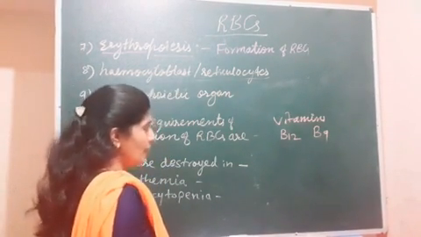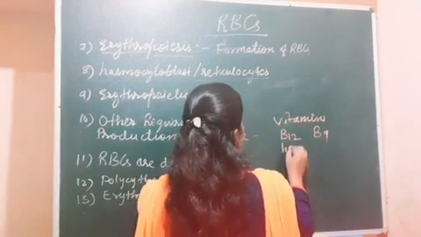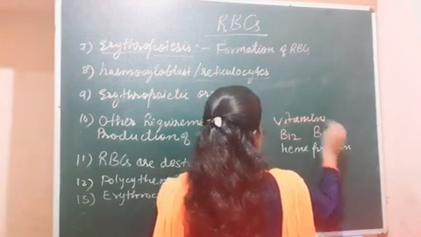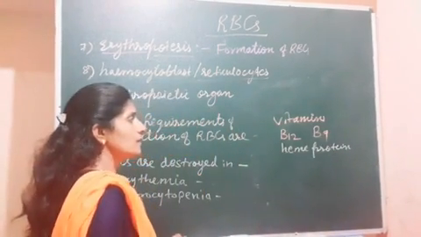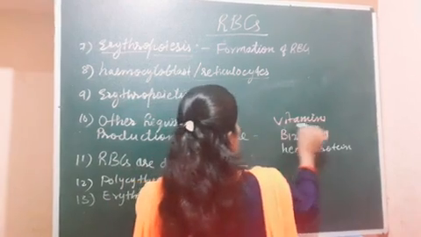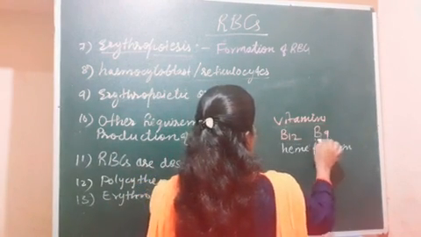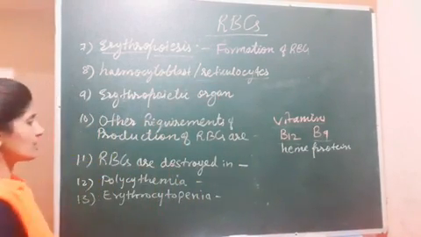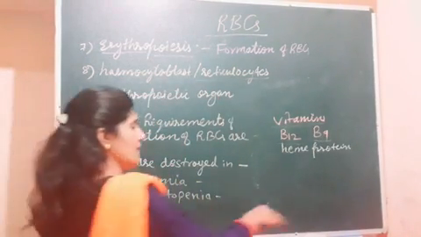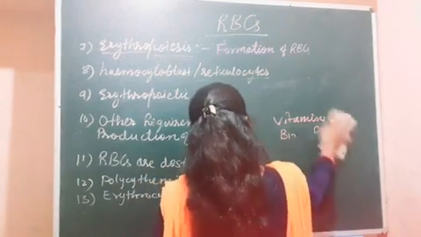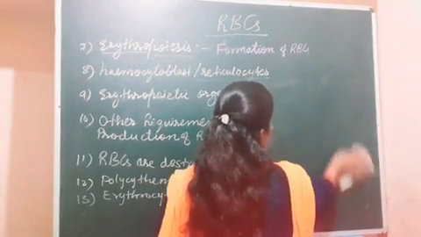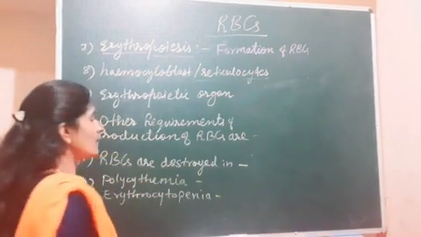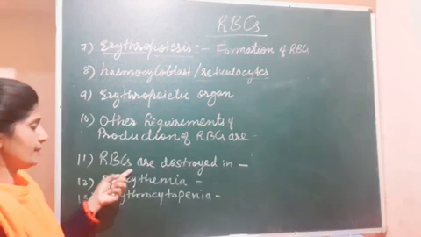Apart from that, heme protein is required. Vitamins B12 and B9 and heme protein are required for the production of RBCs. Then we have seen the production of RBCs and the things required for the RBCs. Now we'll see where the RBCs get destroyed.